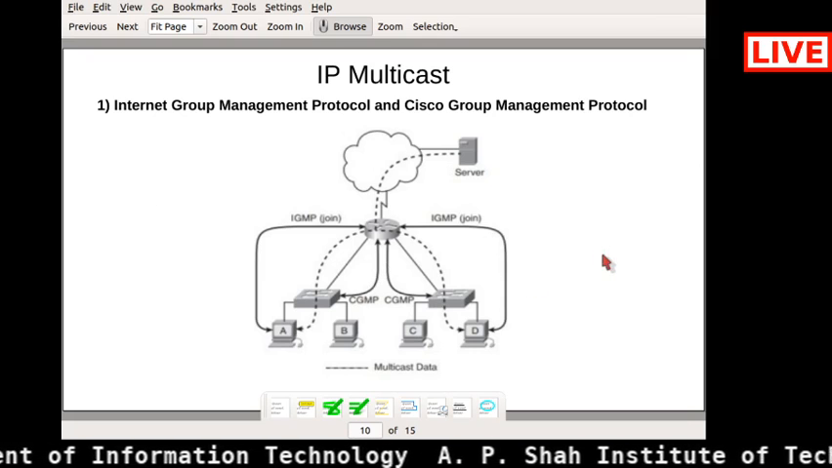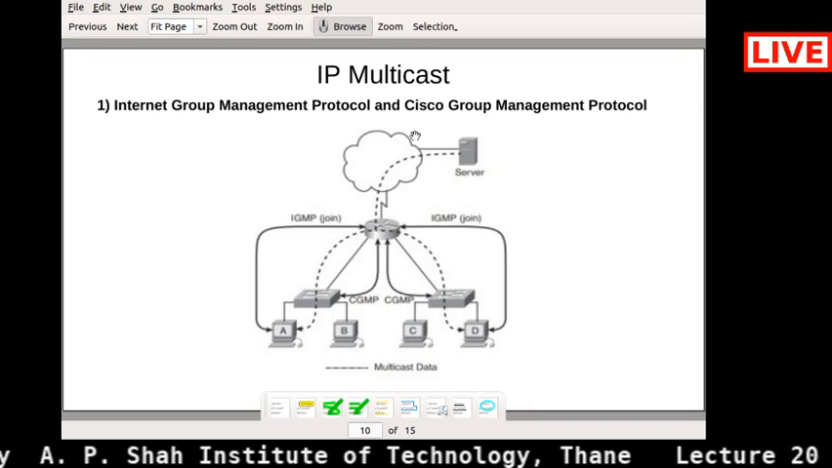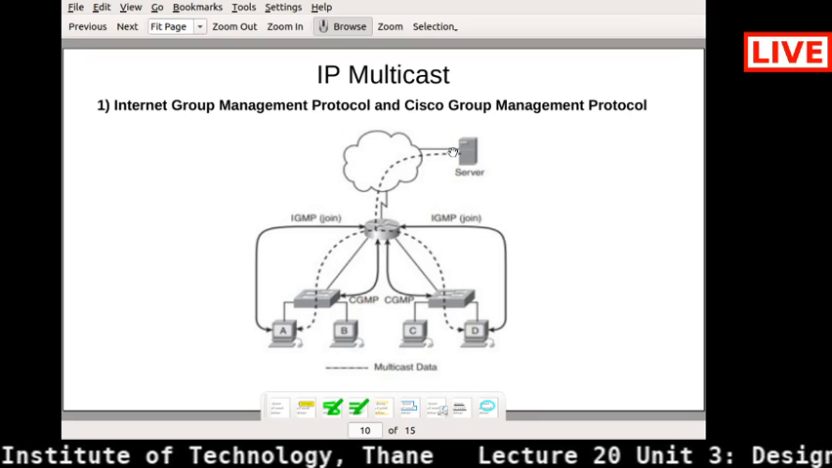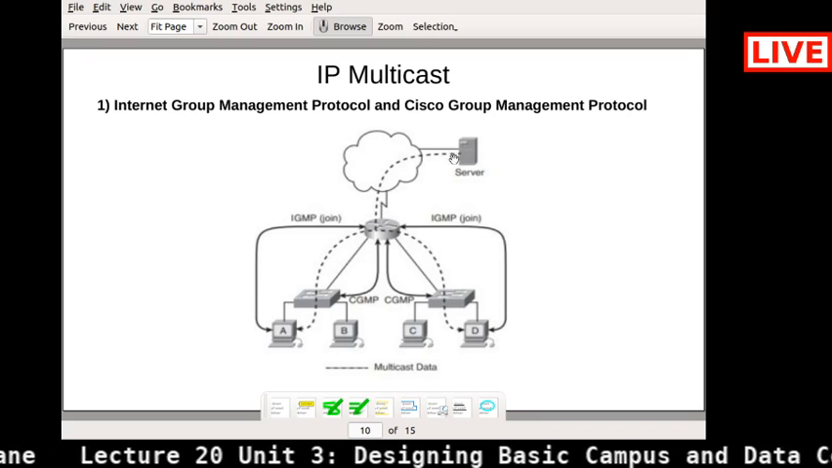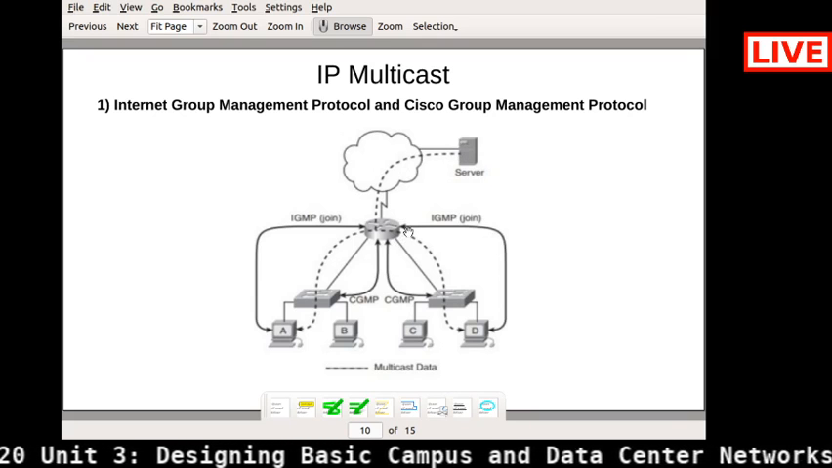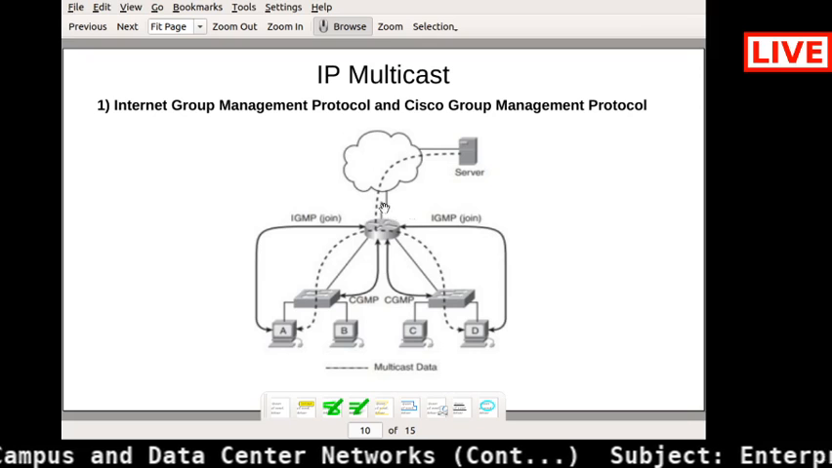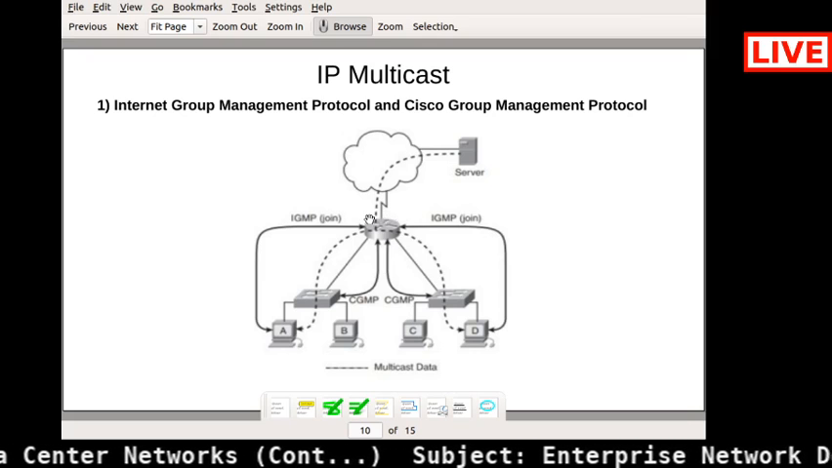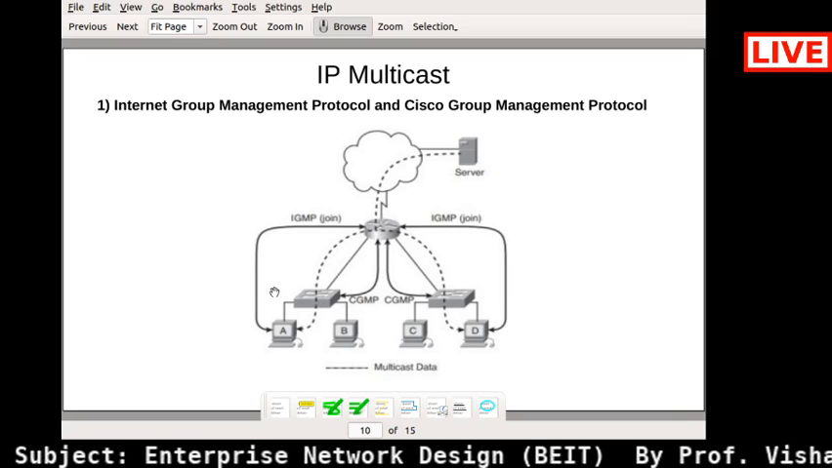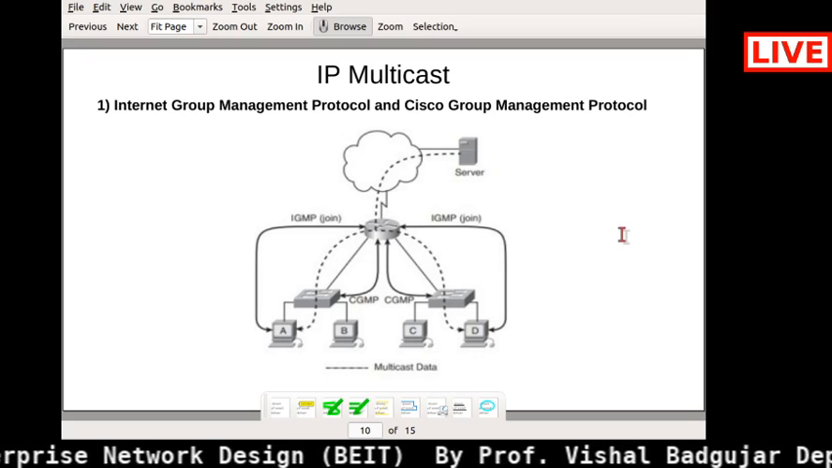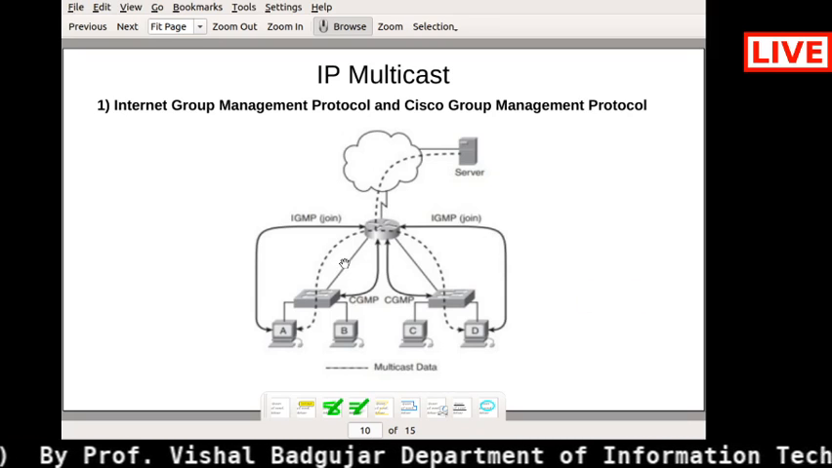If you see in this diagram, IGMP is used specifically between the host and its router. In this example, from the host, for example this server, to this router, we are using the IGMP protocol, which is nothing but the Internet Group Management Protocol. And from this router to these switches, we are using the CGMP protocol, which is nothing but the Cisco Group Management Protocol.